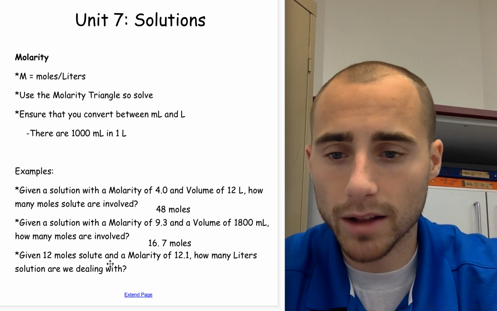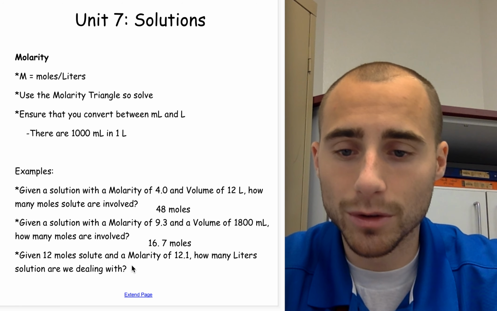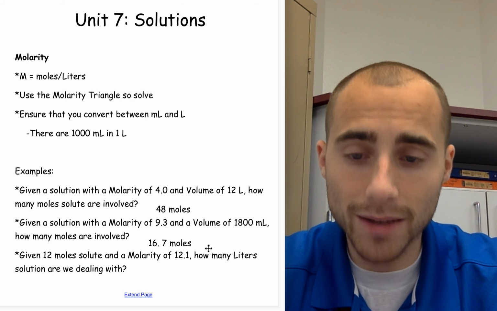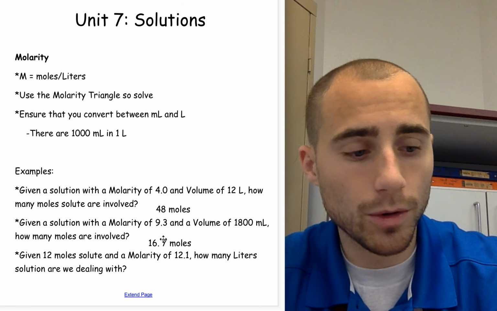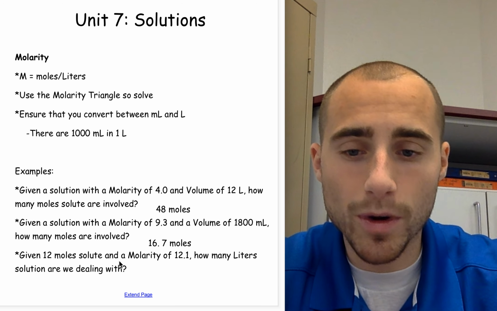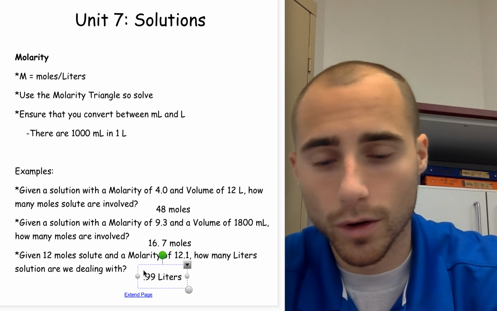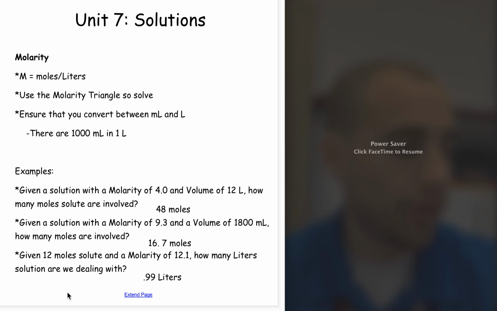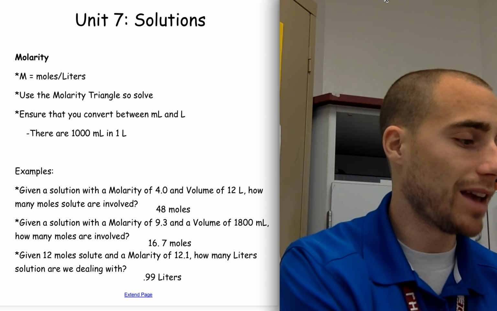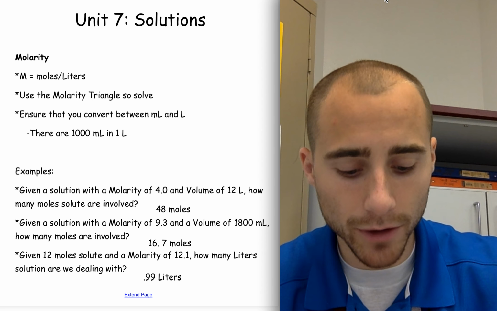And my last one that I look at here, given 12 moles of solute and a molarity of 12.1, how many liters of solution am I dealing with? So if you have your density triangle, you see to solve for liters, you have to do moles divided by molarity. So you would do 12 divided by 12.1, and you end up with 0.99 liters involved. So draw the density triangle. That is what is going to end up being most helpful for you, because then you can see every single time how to solve the question.